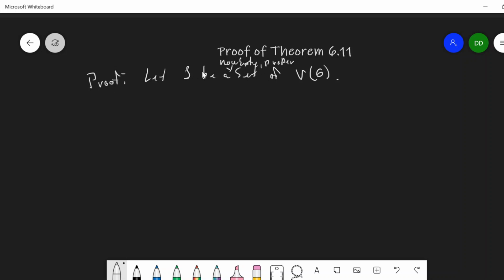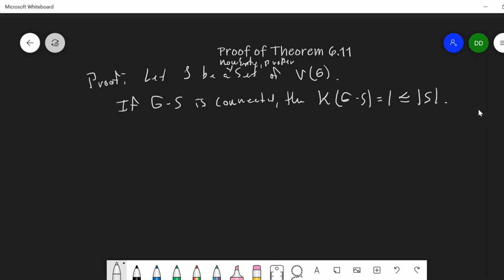So first off, if S is not a cut set, if it's not a vertex cut, that is, if G minus S is connected, well, then the number of components in G minus S is equal to 1, and that's certainly less than or equal to my non-empty set of vertices. So we might as well assume that the number of components in G minus S is some integer k, and that's at least 2.